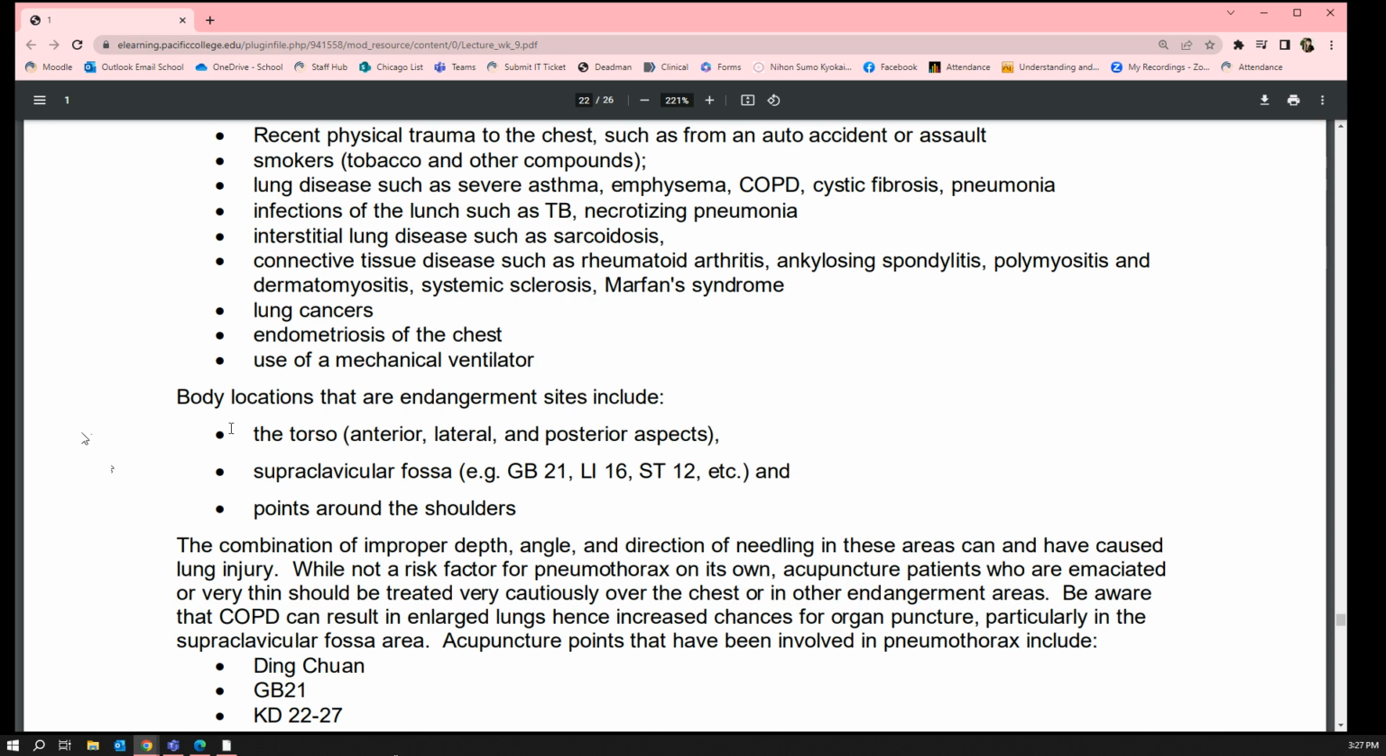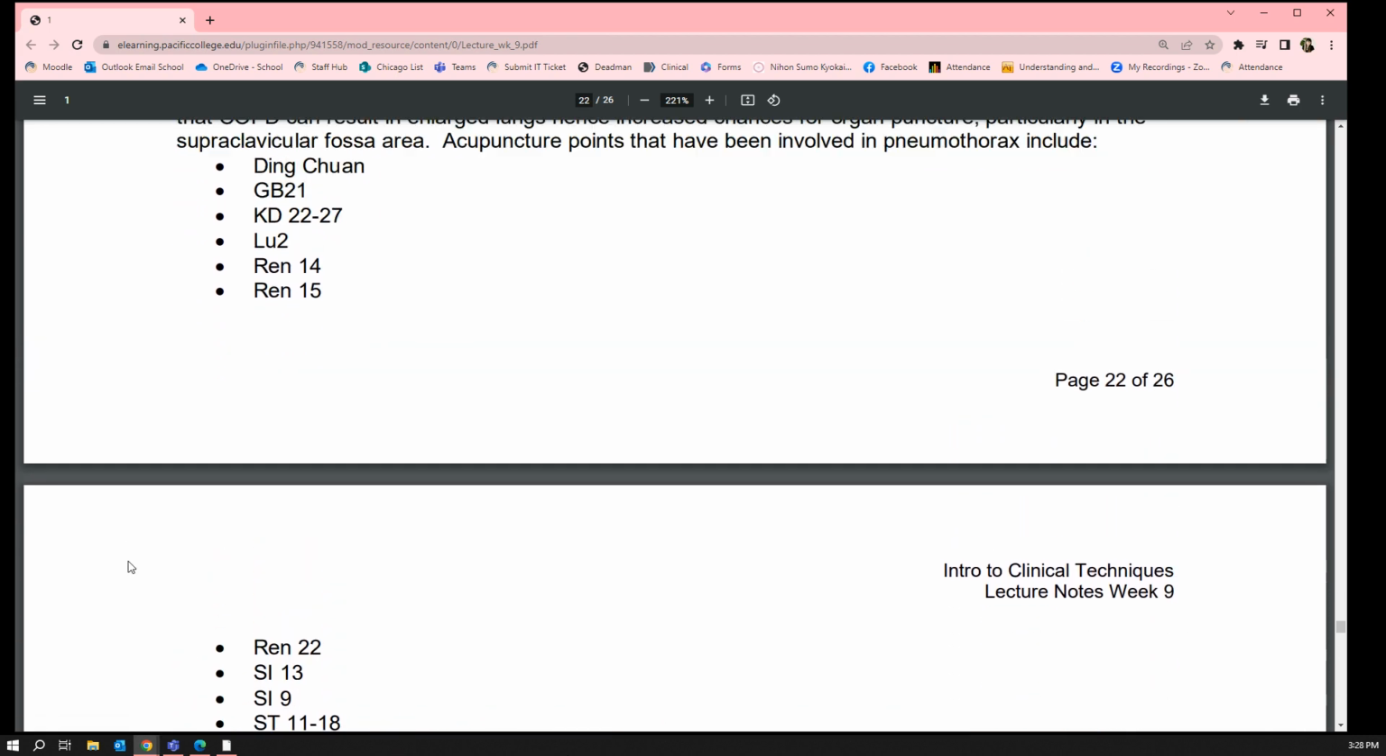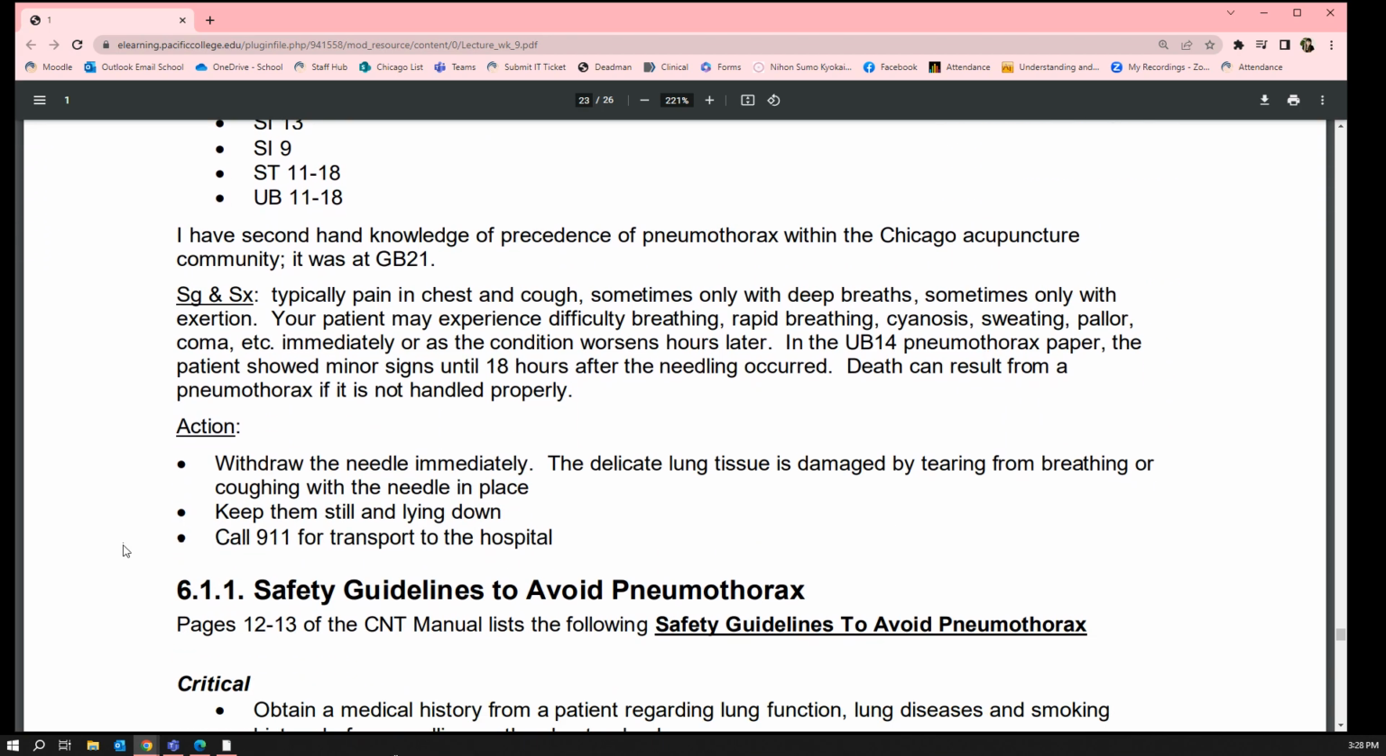So anywhere along the torso where we are at the intercostal spaces, anterior, lateral, and posterior. In the supraclavicular fossa, so even above the lungs, and then points around the shoulders. Historically, this is a list of points that have been involved in pneumothorax. It is not a short list. We have a lot of endangerment sites for this, right?